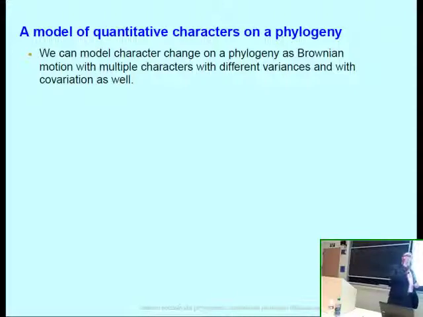So it's sort of colored Brownian motion. It's co-varying Brownian motion, and that will be the sort of central model that people are using.